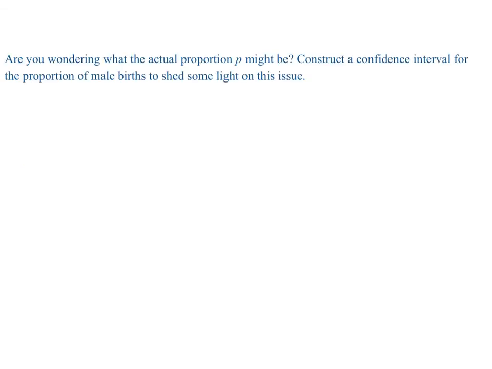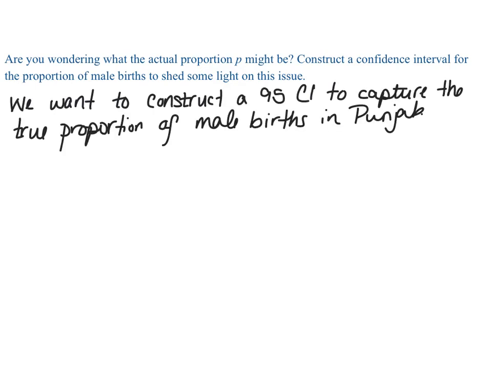We're going to now use this same scenario and make a connection to confidence intervals. So it says, are you wondering what the actual proportion P might be for these male births in India? Construct a confidence interval for the proportion of male birth to shed some light on this issue. So I'm stating that we want to construct a 95% confidence interval to capture the true proportion of male births in Punjab. So I'm defining my P here.